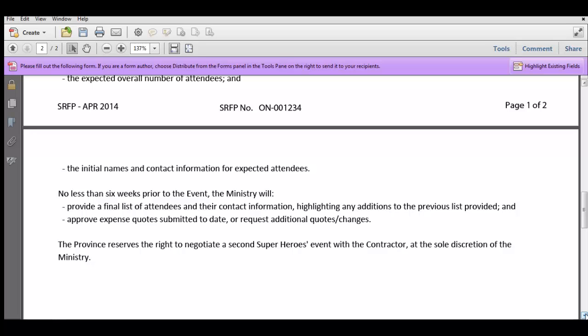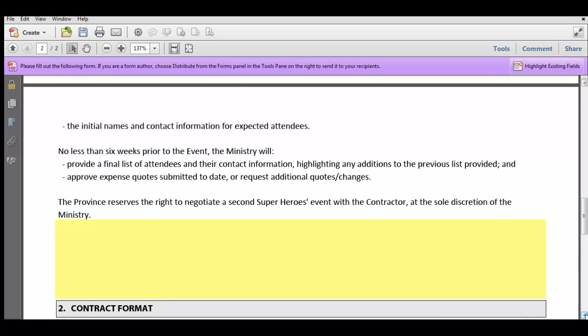Keep in mind that nothing really is negotiable in the SRFP unless it's stated in so many words that, yes, this is what we're going to negotiate. Now, you'll then note that there's a little bit of blank space here. The SRFP itself is developed as a smart form. The ministry who's writing it is using the smart form to put it together.